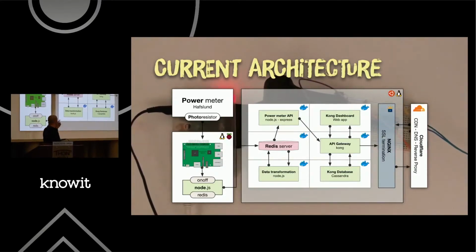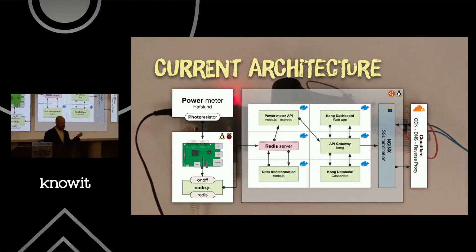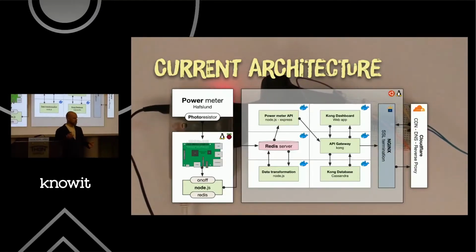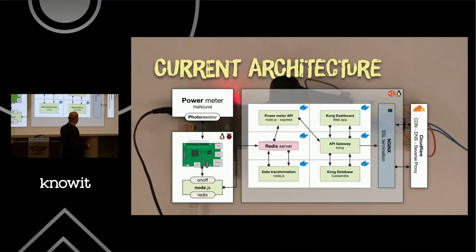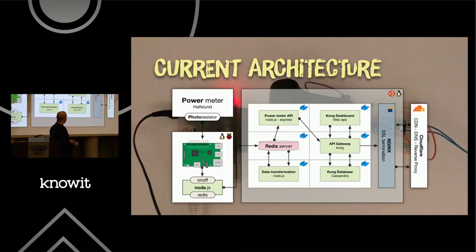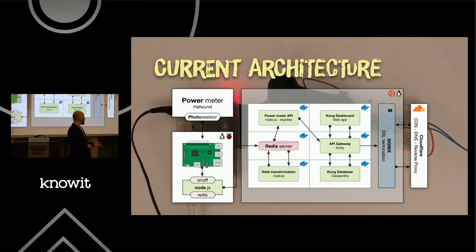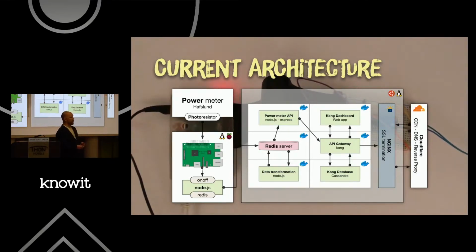So then there's a PowerMeter API web app implemented using Express to just read the data from the Redis servers and expose a real simple web service API going out on the other end. And just to simplify maintaining this, I decided on using the Kong gateway.